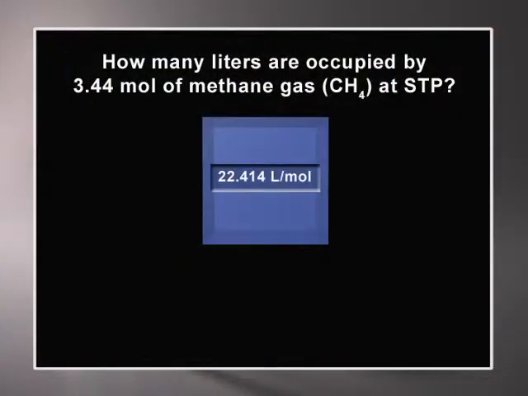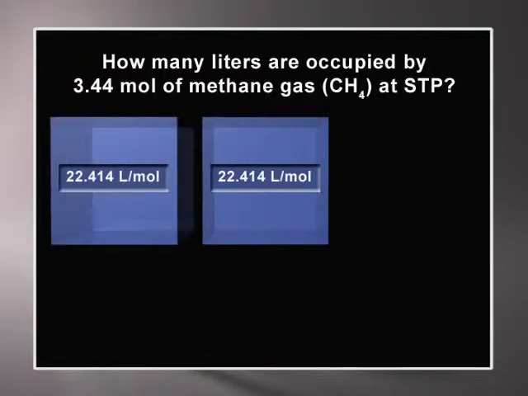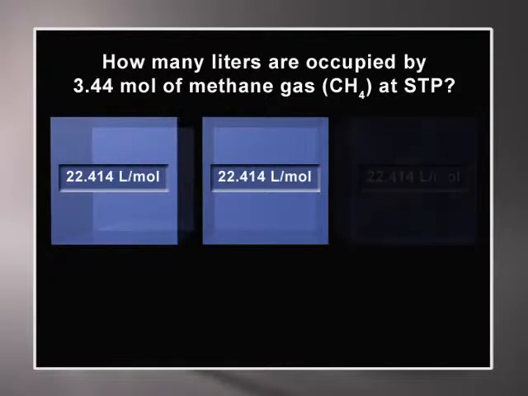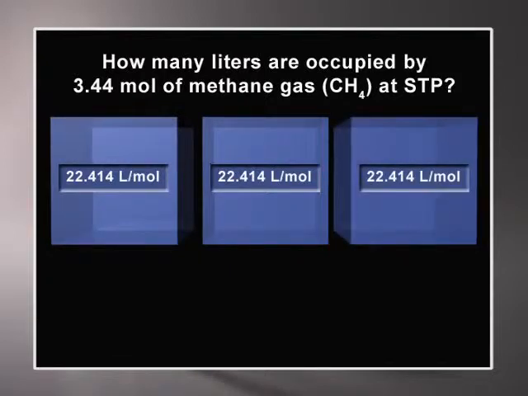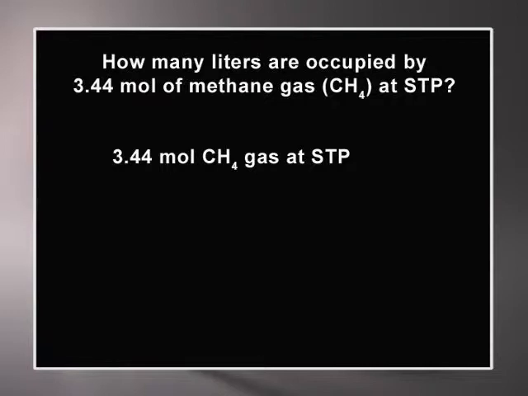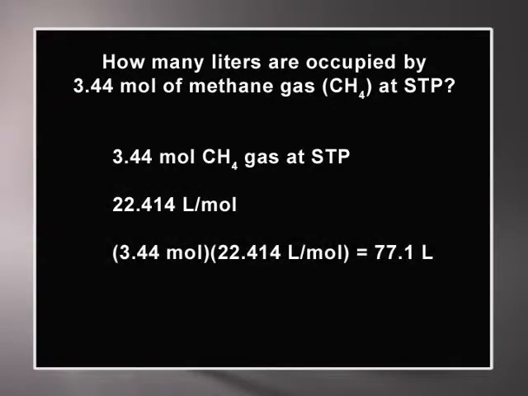We know that 1 mole of CH4 gas occupies a volume of 22.414 liters. Think of that box. And here we go again. If 1 mole occupies 22.414 liters, then what volume would 2 moles occupy? Well, twice as much, of course. And 3 moles? 3 times as much. And 3.44 moles? Well, just 3.44 times as much. So we multiply 3.44 moles times 22.414 liters per mole to get our answer of about 77.1 liters.